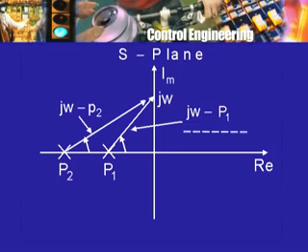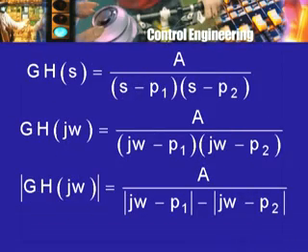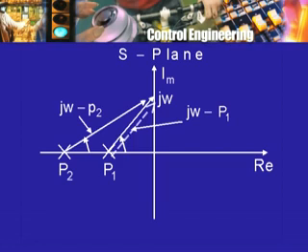So, I am going to write here by this side jω minus P1. This vector of course is not from the origin, so it is not literally the complex number jω minus P1, but it represents the complex number jω minus P1. Similarly, this vector from here to here represents the complex number jω minus P2. So, now GH(jω) is A divided by the complex number corresponding to this vector multiplied by the complex number corresponding to this vector.